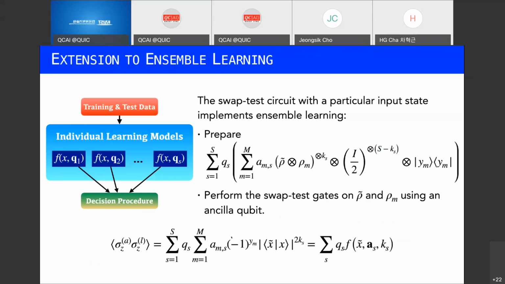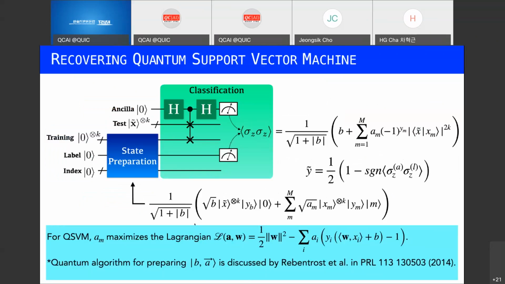By using a slightly different form of initial state, we can also do ensemble learning. We can do a convex sum over many different learning models. It naturally comes from the linearity of quantum mechanics, so it's quite straightforward to design an ensemble learning scheme based on ours. And finally, if we have a slightly more complicated state preparation in this black box, then we can also recover a quantum support vector machine.